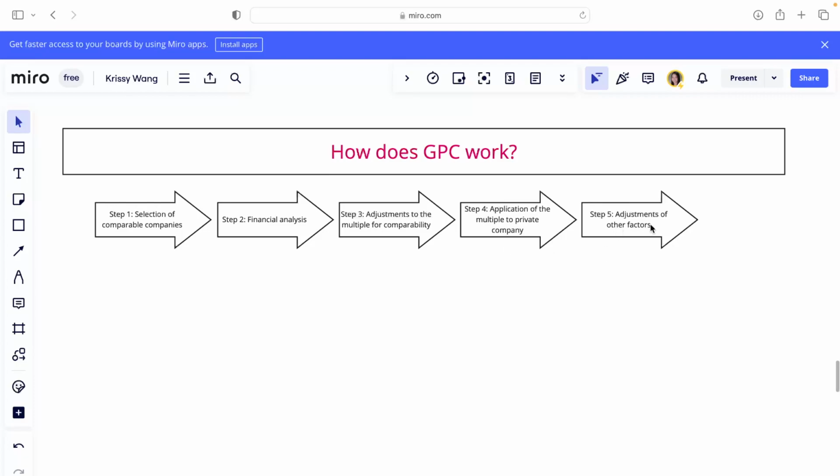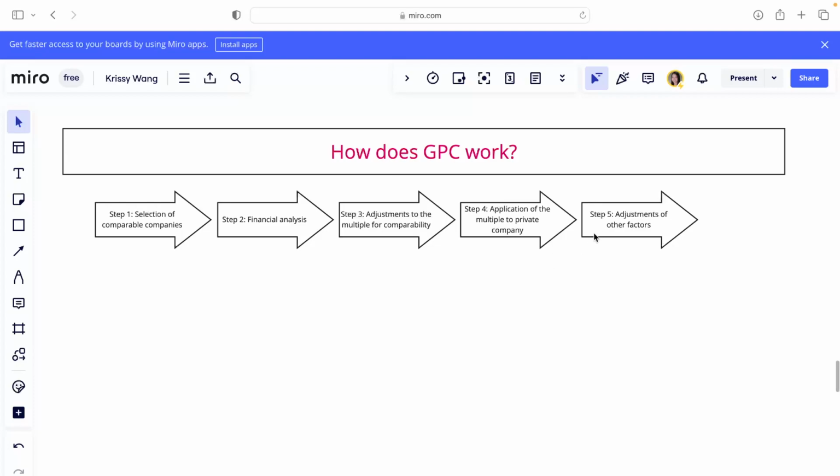Number 5, we have adjustments of other factors. So even after you apply adjustment to multiples and then you calculate your enterprise value, right? All of this goes to calculate an enterprise value, which you can think of as the price tag of how much you're willing to pay for this business. If you're not familiar with enterprise value, please go back to watch Intro to Business Valuation Part 2. I'll link that video here too.